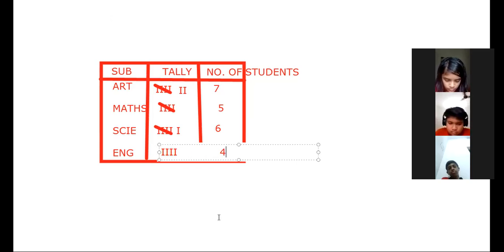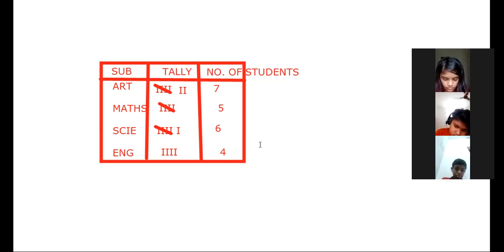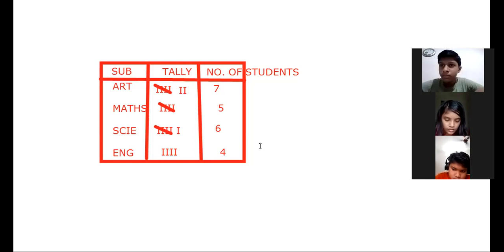Okay. Then we have constructed a table using our given information or given data. Then the number of students. We have written the number of students here. This is known as the frequency for that subject. Then what is the frequency of art? This number of students represents the frequency.